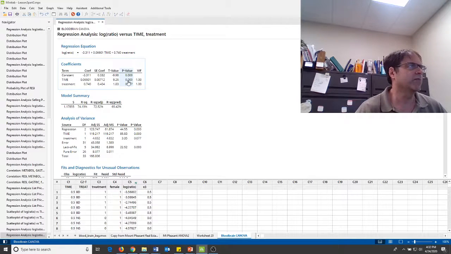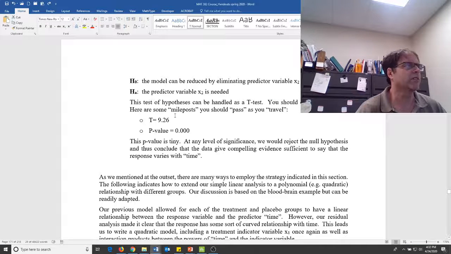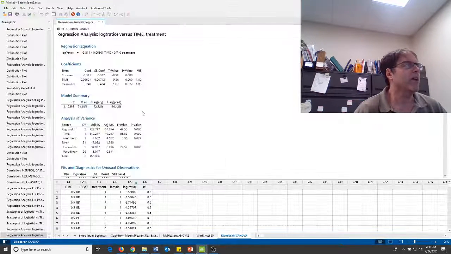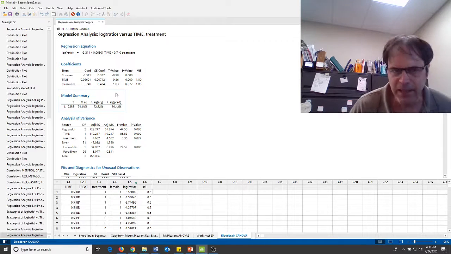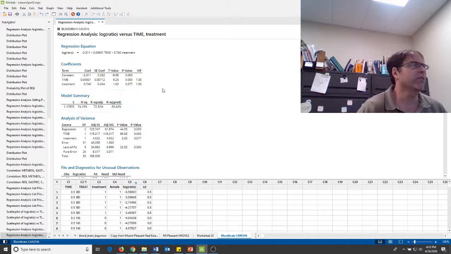In that case, for time then, we would have data sufficient saying that it does affect the response. For treatment it should be 0.740 divided by 0.404 for 1.83. I don't know why I had the t-value earlier, so you can rewind and see my mistake.